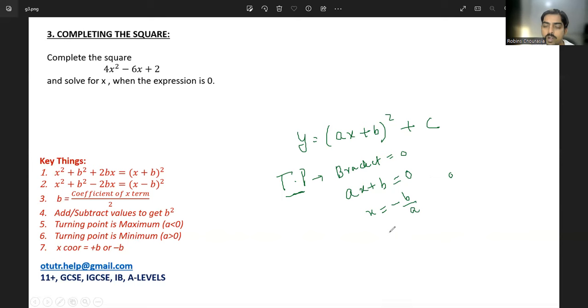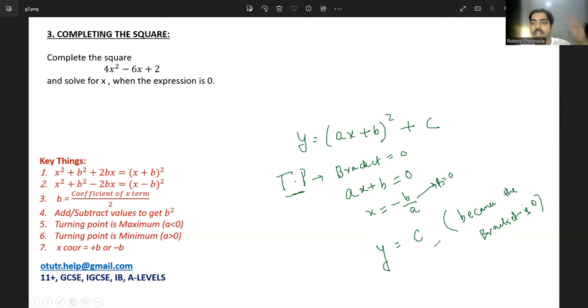And for the y coordinate, y will be equal to just c, because the bracket part is 0. At x equal to this value, the bracket is 0. At this point, if a is positive or negative, then you can decide whether it is a maximum or minimum. Okay. So this is the turning point case.